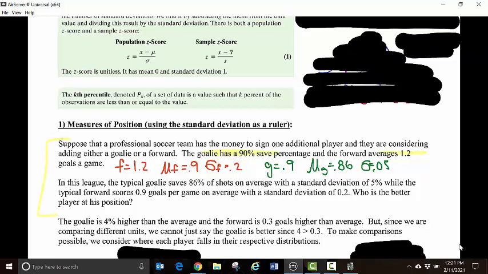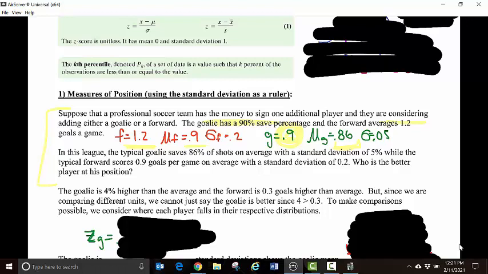Okay, the goalie is 4% higher than the average, right? This goalie is getting 90% of his saves, while the average goalie saves 86%. And the forward, he's making 1.2 goals on average, while the average forward makes 0.9. Who's better? You can't say that the goalie is better since 4 is bigger than 0.3, because we're talking number of goals versus percents, okay? So we have to standardize it.